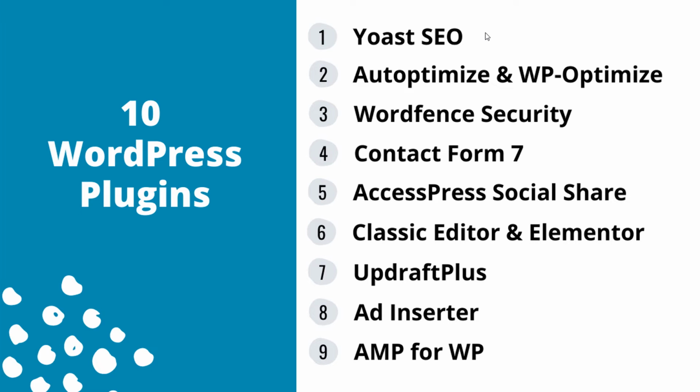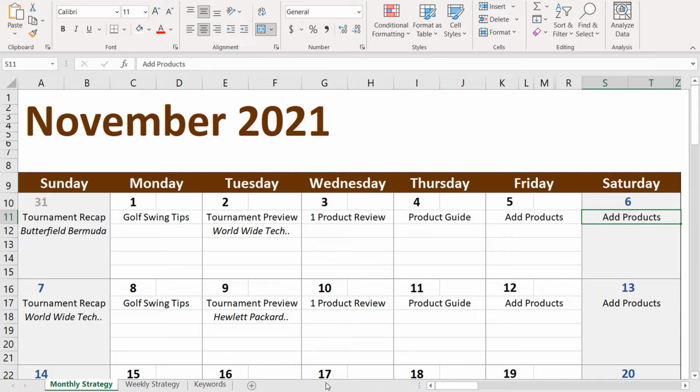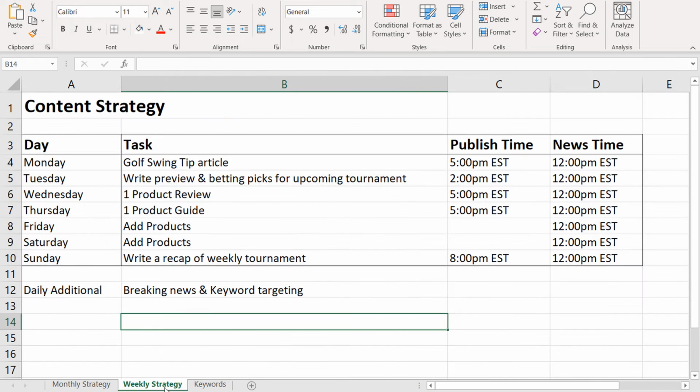So with that, it brings us to our next part, which is part 14, planning a weekly and monthly content strategy. I went over this in the first video, how to come up with a weekly content strategy and what we came up with. So I'm going to open up a Microsoft Excel sheet, and I'm going to share it with you. You can see here I have a monthly strategy, and if we come over to our weekly strategy, this is what I went over in the video.